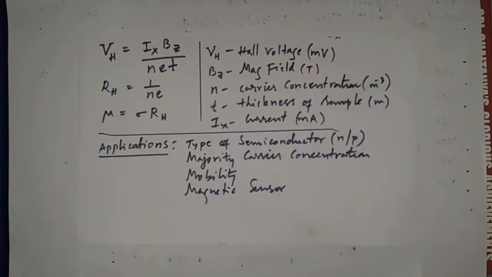The application of the Hall effect is that we can find out the type of the semiconductor, whether it is N type or P type. We can find out the majority carrier, whether electrons or holes. We can find out the carrier concentration per meter cube. We can find the mobility of the carriers, and this experiment can also be used as a magnetic sensor. Because of the magnetic field, we develop a Hall voltage, so if we know the Hall voltage, we can do the reverse calculation and find out the magnetic field. So this can be used as a magnetic sensor to find the magnitude of very weak magnetic fields.